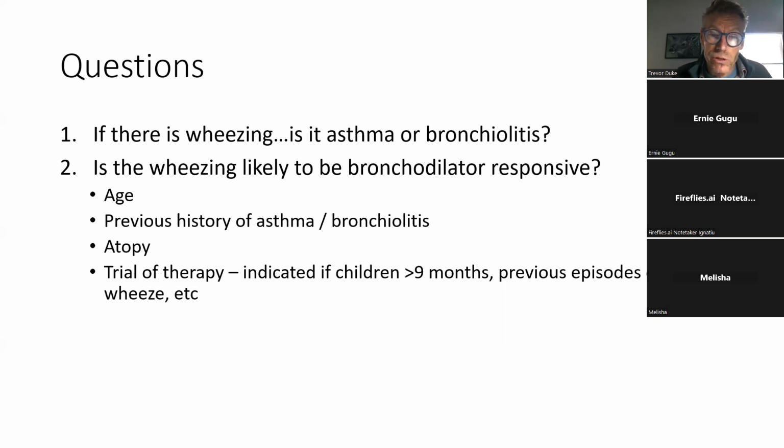So give a proper trial if you think the child is old enough to respond, more than 9 months, if they've had previous episodes of wheeze, etc. So it's good to do a proper trial in the first hour and see if the child has bronchodilator responsive wheeze. And the reason to do that is because if the child does have wheeze that's responsive to salbutamol, then you can institute other therapies that might benefit a child who has asthma, as this child did.